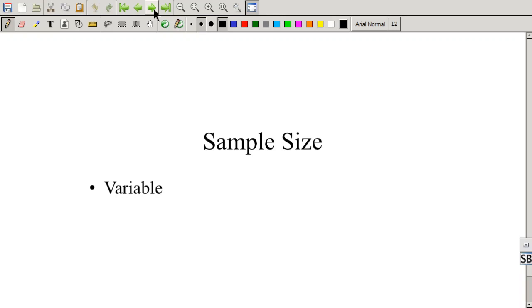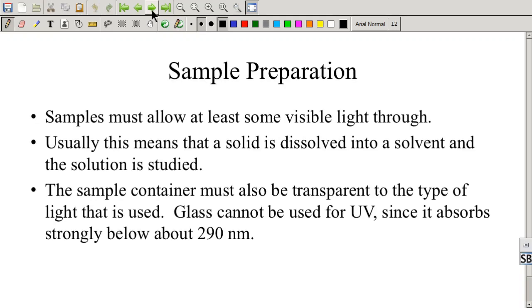So in this case, the sample size is going to be variable. What you need, though, is you need to have a sample that will allow at least some light to go through. So what's the most common way we make up samples for UV visible studies? How have you done it in the past? Yeah, you make up a solution of some sort. You have a solvent that essentially is transparent, and you dissolve some of your analyte into that solvent. But again, you have to gauge it so that enough light passes through that the instrument response is decent.